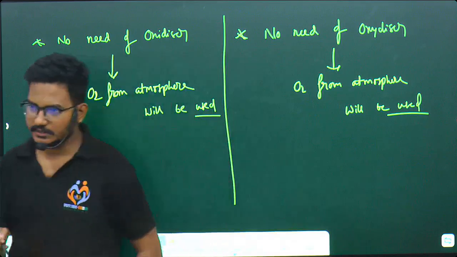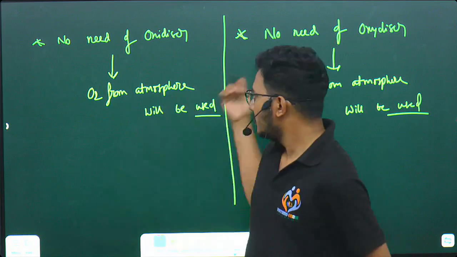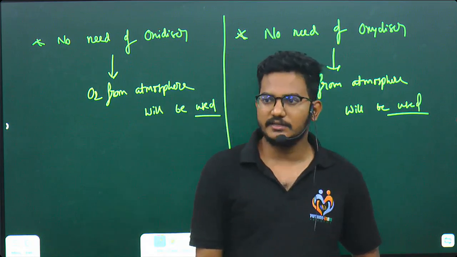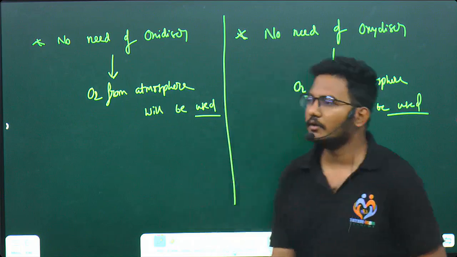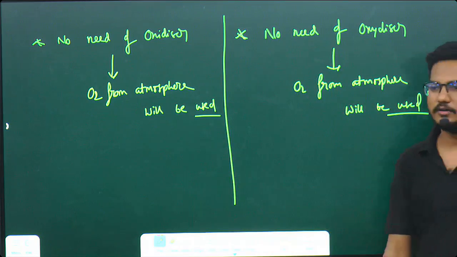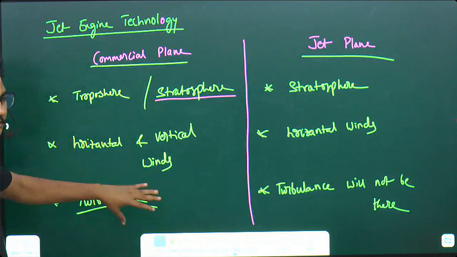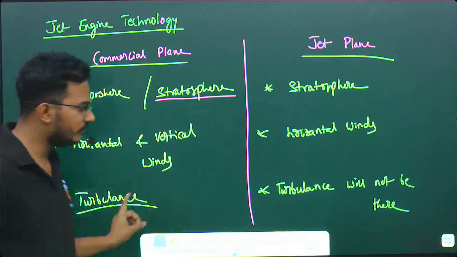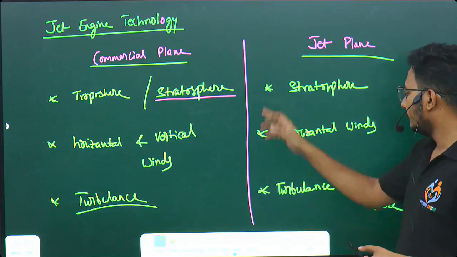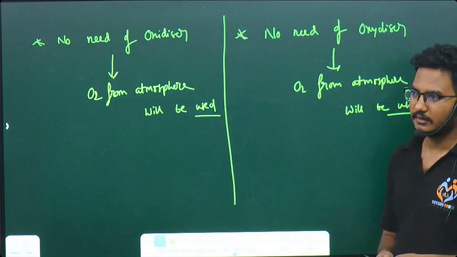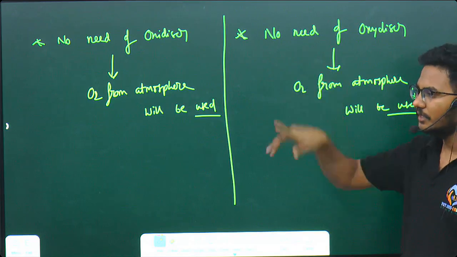So your previous year question was: in the jet engine, because it is traveling in the stratosphere, we will use oxidizer. Now the statement is wrong. Generally, we will not use oxidizer because in the troposphere also we have oxygen. So these are two previous year questions. One is turbulence: in the commercial planes you'll feel turbulence, but in the jet planes you won't feel turbulence. And we don't need oxidizer either for commercial planes or for jet planes, but we need it for launch vehicles.